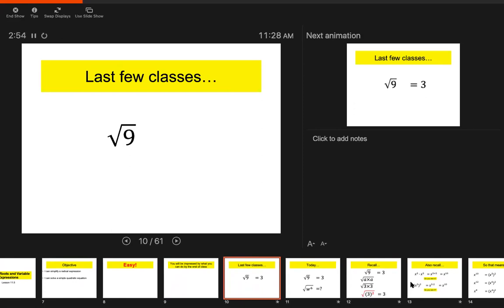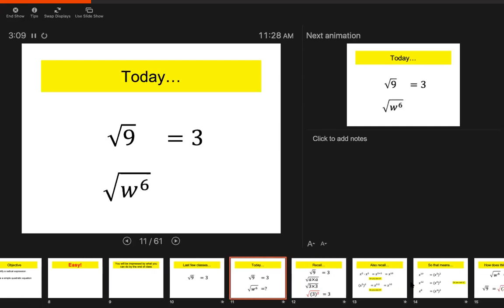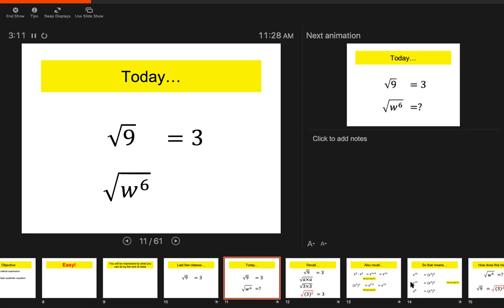So the square root of 9 is a rational number because the square root of 9 is 3. I don't need to explain why that one because we've done that so many times. Today, instead of it being just a number underneath the radical symbol, there's going to be a variable to a power underneath, and you're going to have to be able to take the square root of that. Sounds complicated. Boy, is it easy. All right. What's the answer to this? Well, that's what today's class is about.